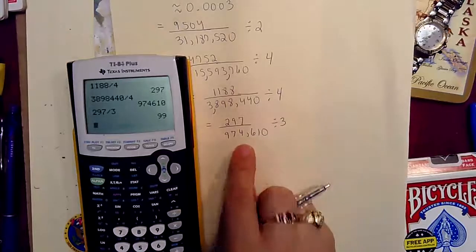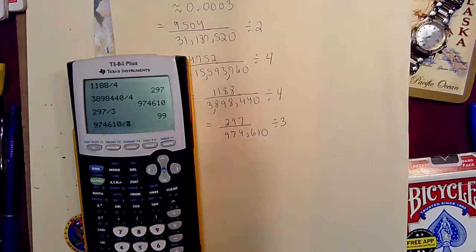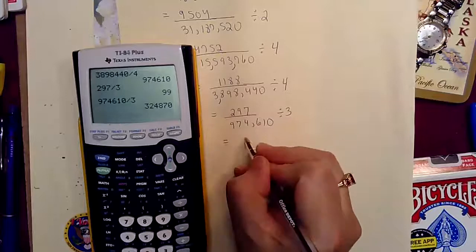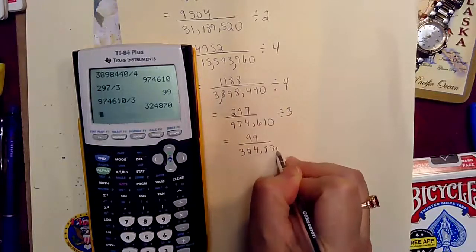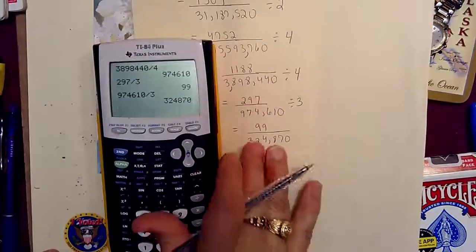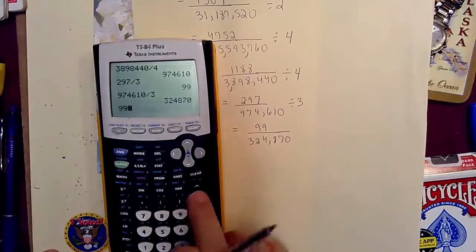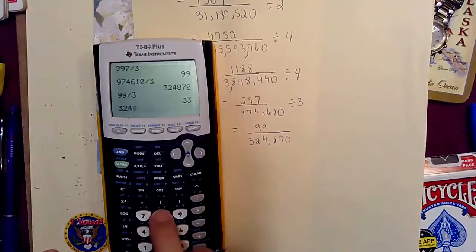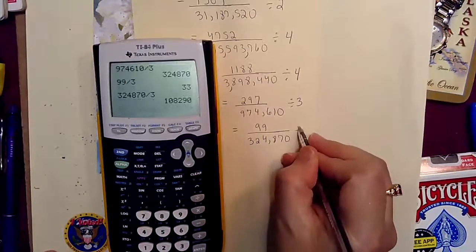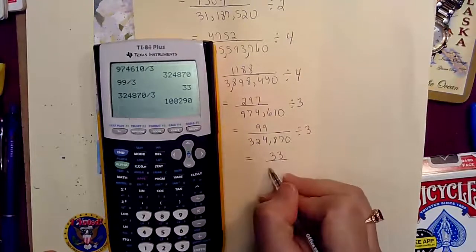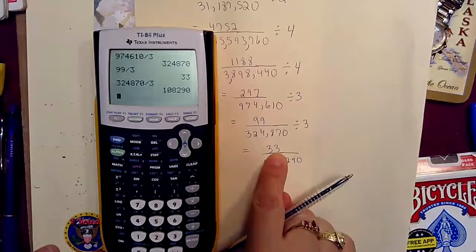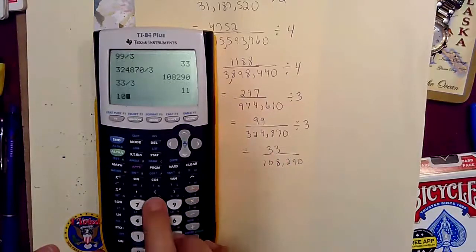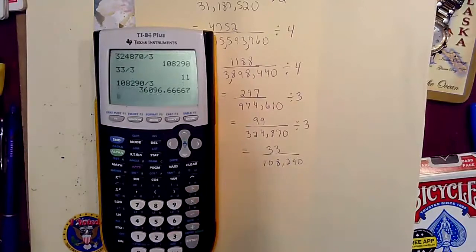Okay, let's see if it goes. It has to work for both of them. Let's try the bottom. So it does work by 3. Okay, let me see if 3 will work again, because 2 doesn't work. I know that's not an even number, but let's see if 3 works again. It does. That's 33. And then that's 108290. Okay, let's try 3 one more time. I know 2 doesn't work because that's not even, but let's try 3 one more time. Nope. See how I get a decimal?